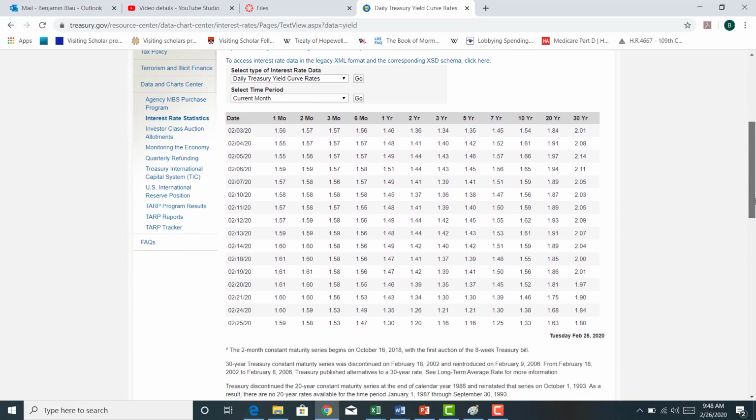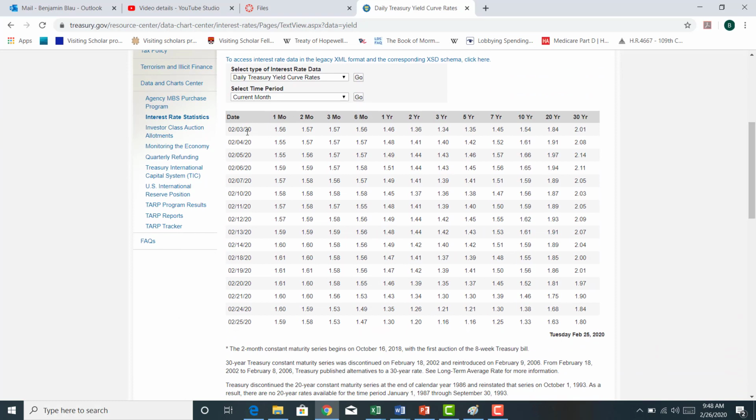And you can see these over time, right? So you have almost all of February 2020 here. Here's the yields on 1 month government T-bills, on 2 month, 3 month, 6 month, and 1 year. And then you have 2-year government bonds, 3-year government bonds, and so on, all the way out to 30-year government bonds. Let's take a look at this and see what the yield curve looks like.